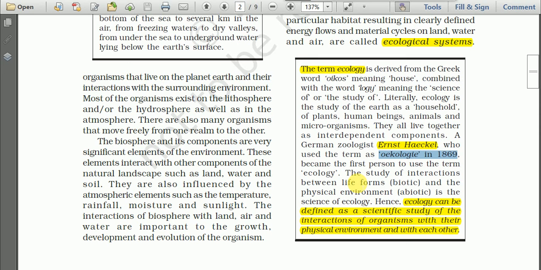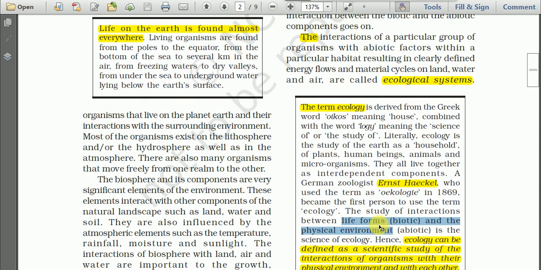So what do you mean by ecology? The study of the interactions between the life forms, that is biotic, and the physical environment, that is abiotic, is the science of ecology. Hence, ecology can be defined as a scientific study of the interactions of organisms with their physical environment and with each other. The study of interrelationship between the life forms and their physical environment is known as ecology.